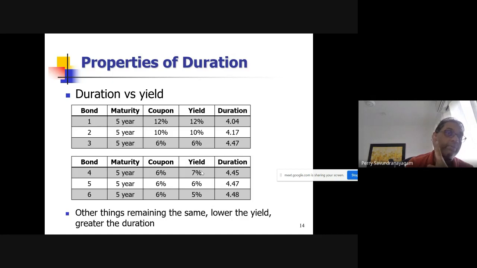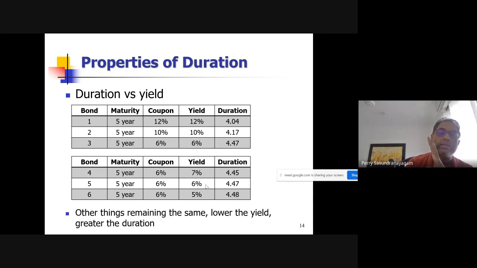If you are buying something new with a higher yield, instead of buying at 6%, if I waited until it went to 7% and bought it, it would have been a lower duration. If I waited and the yield had come down to 5%, the duration would have been 4.48.